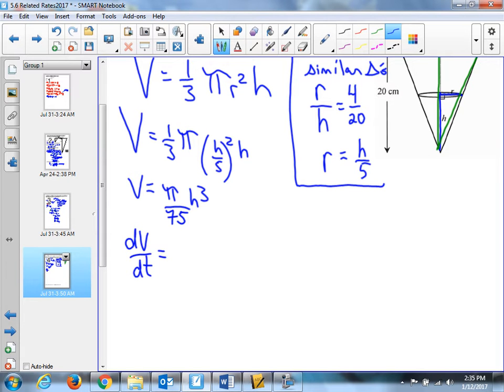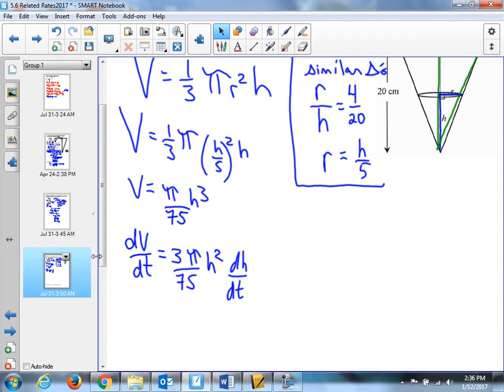if I take this expression and differentiate it with respect to time, I bring down the cube, right? So 3, I was going to reduce it right off the bat with the 75. I'll do it like this. 3 pi over 75 h squared. It's a mismatch, so what do we need? dH by dt.